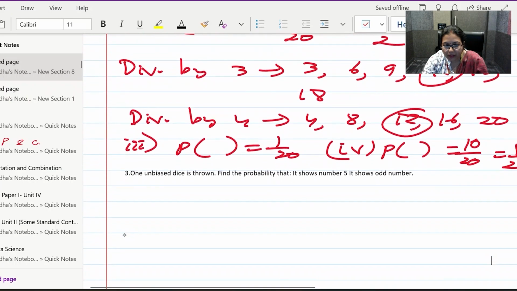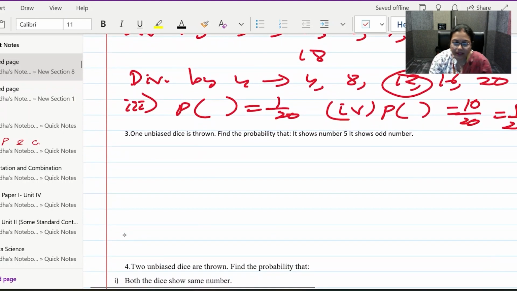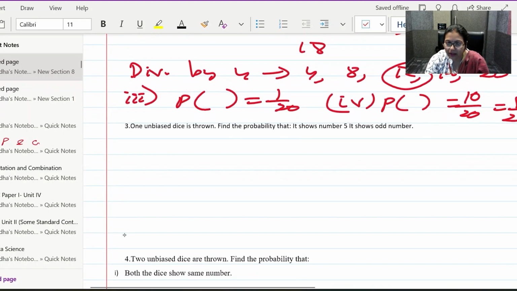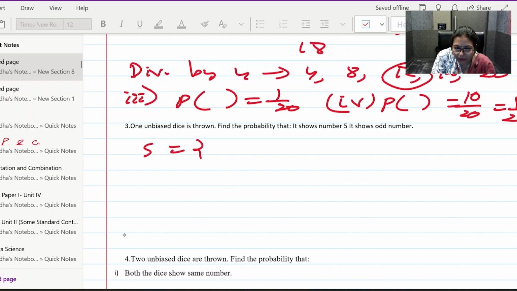Now we are coming to the third sum. One unbiased dice is thrown. Find the probability that it shows number 5 and it shows odd number. These two questions are there. Okay. So if I throw a dice, we have already seen that the numbers are 1, 2, 3, 4, 5, 6. So how many numbers are there?